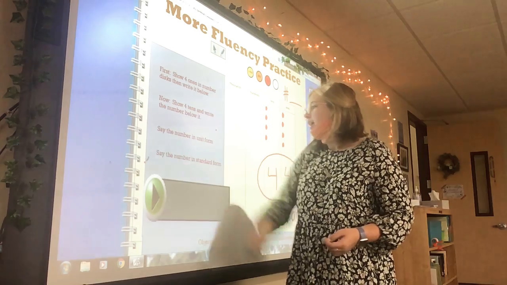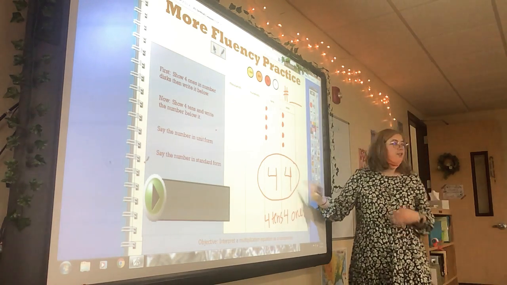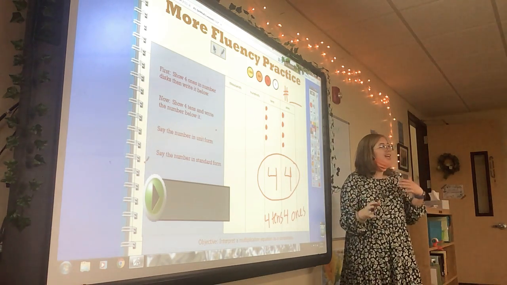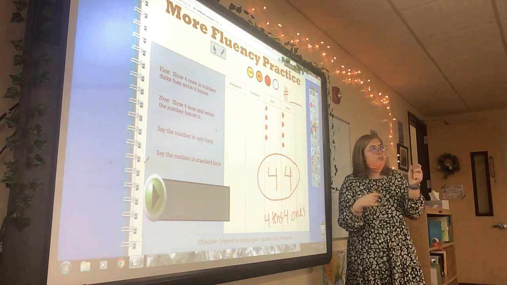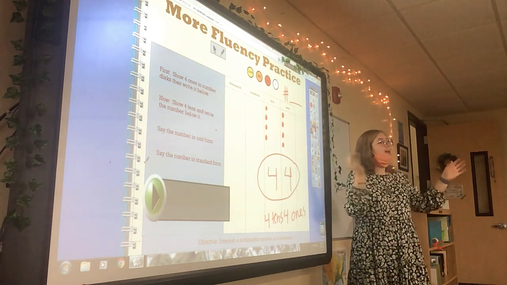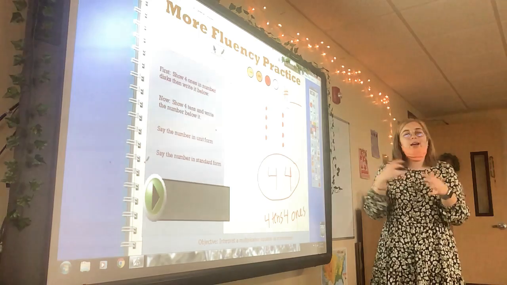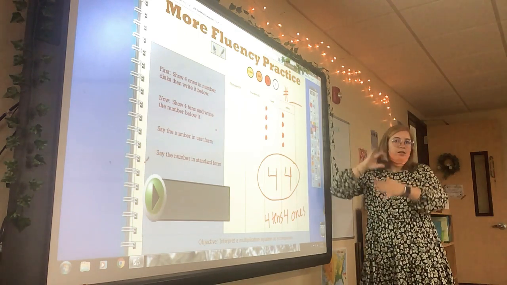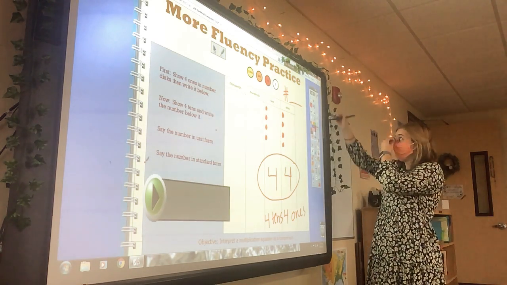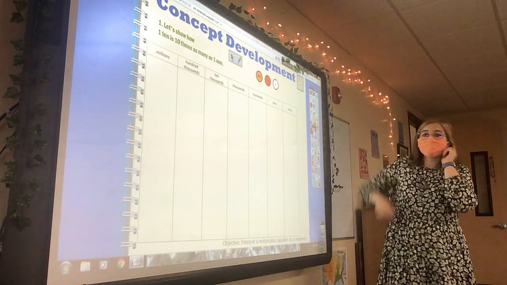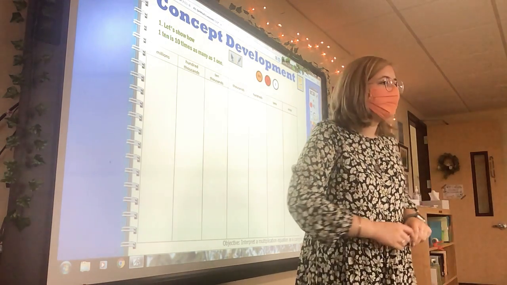And then we already said it in standard form. It's just 44. Okay? So we're going to talk more about that a little bit next week. We're going to talk about expanded form, standard form, unit form, all that a little more next week. But this is like an introduction to that. All right. You may erase your boards. We're going to move on a little bit.